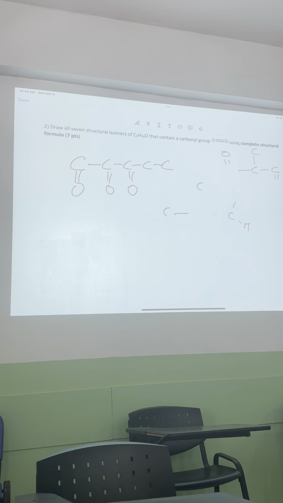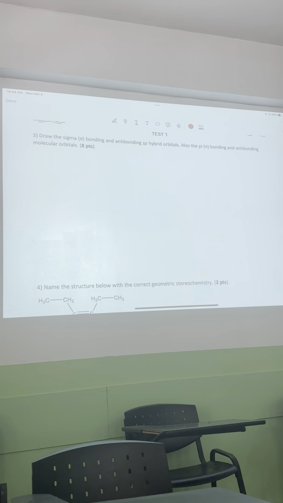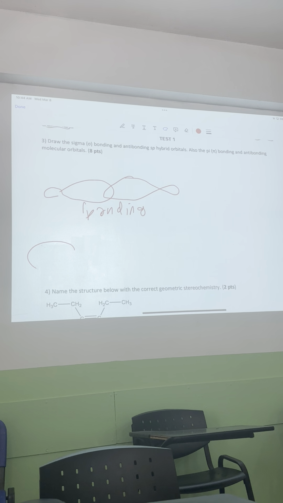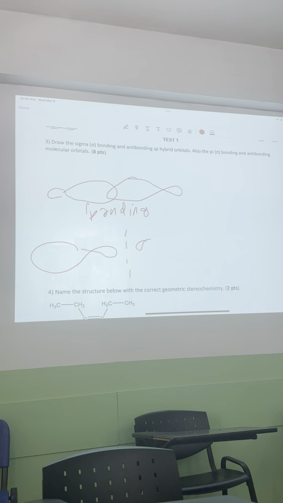Alright, so now let's look at this one. What I wanted to show you all, what I was looking for, was this, where you had overlap. This was the bonding. And then the anti-bonding was where you had them with the node, and this was pushed to the other side. So that's an anti-bonding. That was what I was looking for for the sigma bonds.